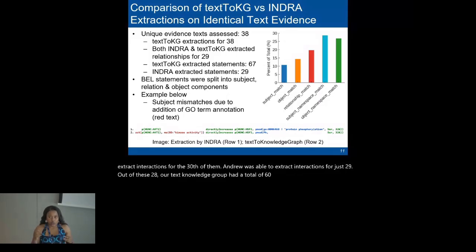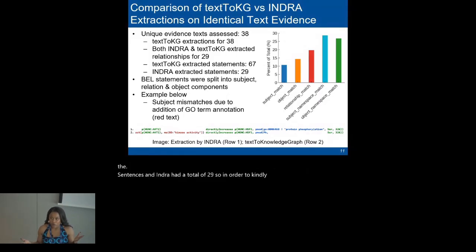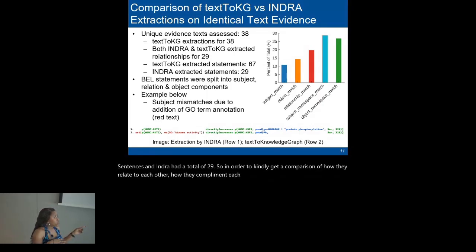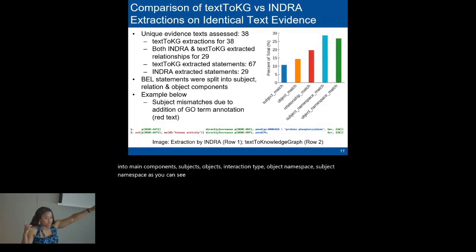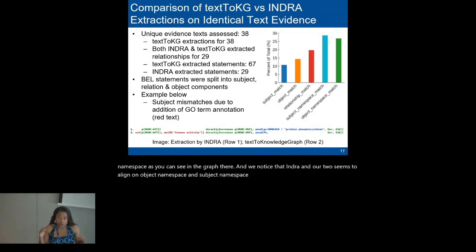So in order to get a comparison of how they relate to each other, how they complement each other, we split each of the BEL statements into main components: subject, object, interaction type, object namespace, subject namespace, as you can see in the graph there. And we noticed that Indra and our tool seem to align on object namespace and subject namespace. However, they misaligned a lot on subjects.